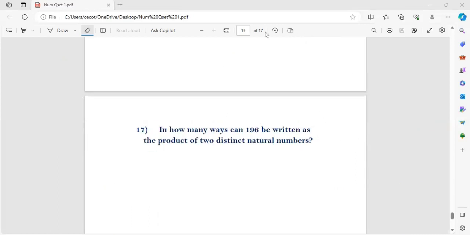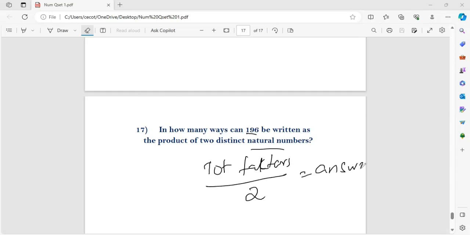Clear now? Perfect. So question number 17. We're asked to find in how many ways can we write this number as product of two distinct natural numbers. This is also another repeated model question. Okay. So the logic is find the total number of factors that will give you the different type of numbers. Now, product of two numbers means we need two numbers at a time, which means total number of factors by 2 will give the answer. Clear?